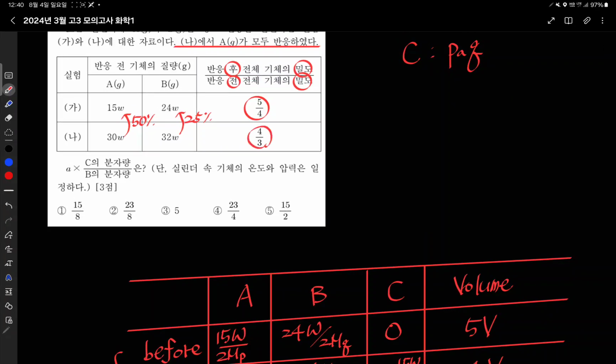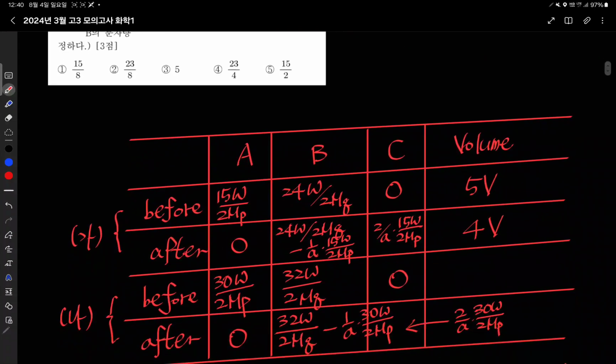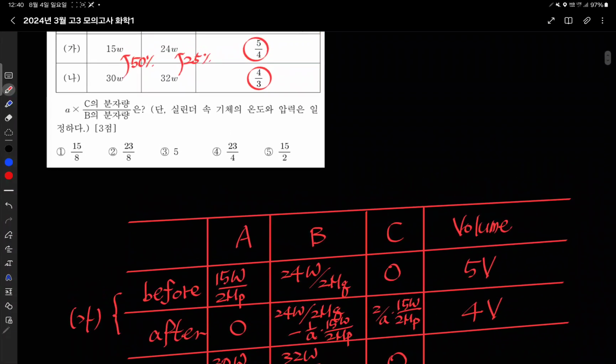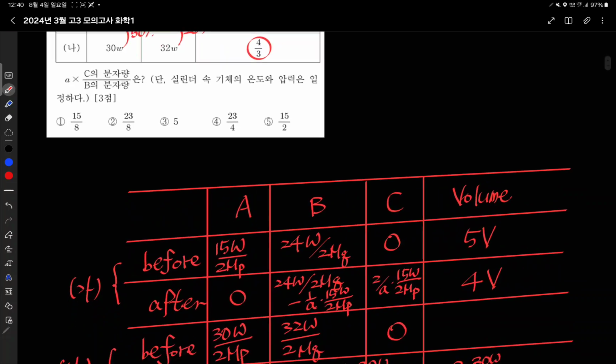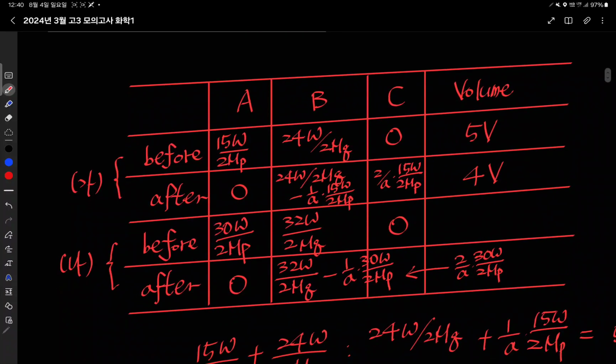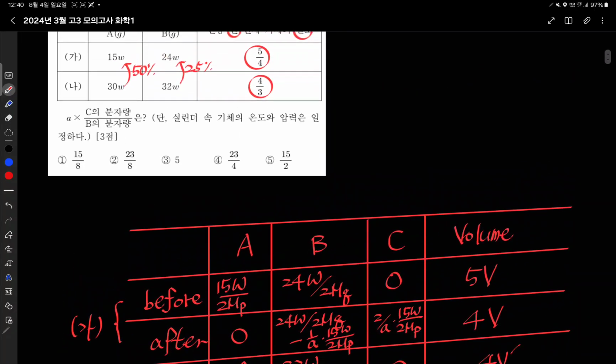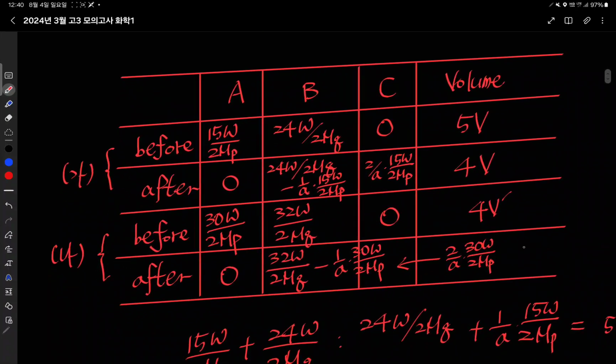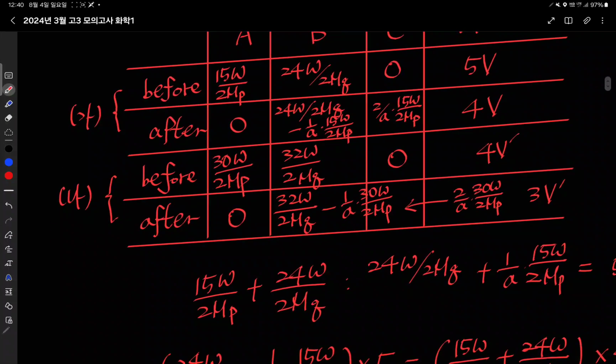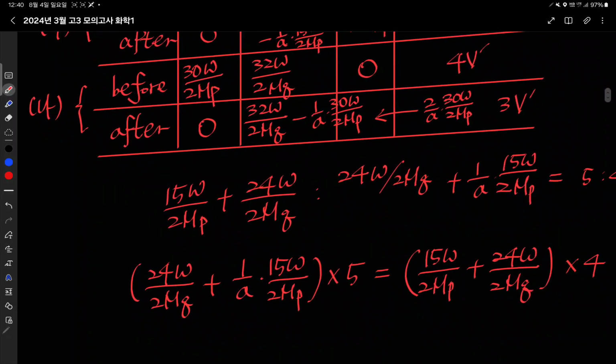And the ratio of the density is 4 to 3, so the volume will decrease after the reaction from 4 to 3. So if the volume before the reaction is 4 times V prime, after the reaction the new volume will be 3 times V prime. So we can make the second equation.